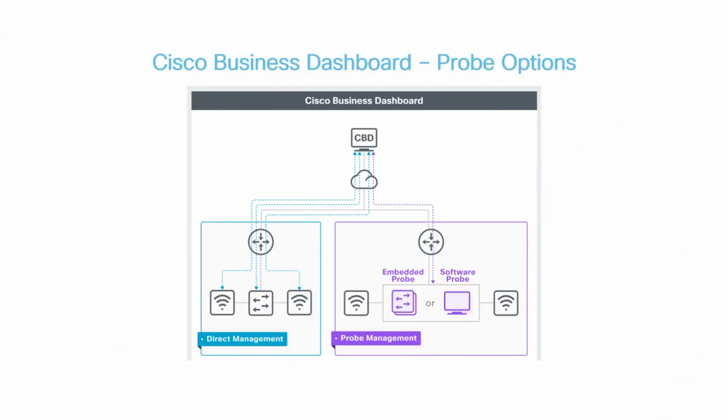When using the probe management option on a network with CBD, one probe is installed at each site and associated with the dashboard. The probe performs network discovery and communicates directly with each managed device. For this type of setup, there are 2 options: an embedded probe or a software probe.